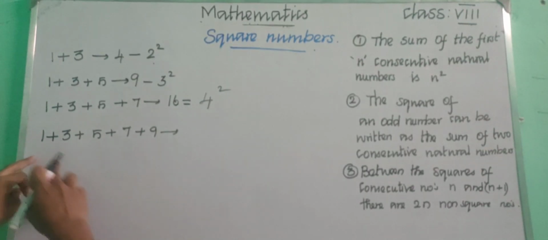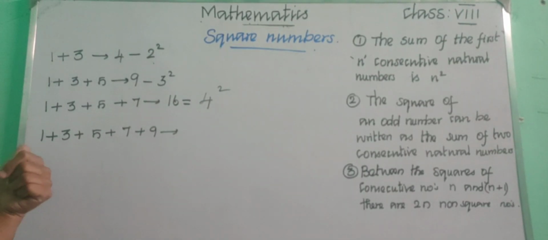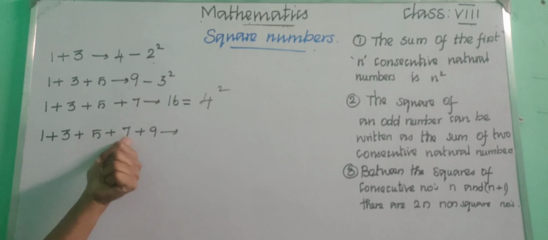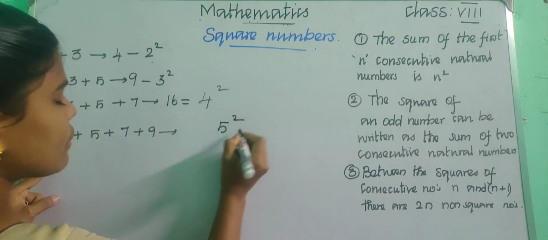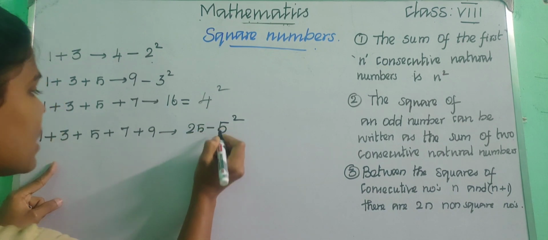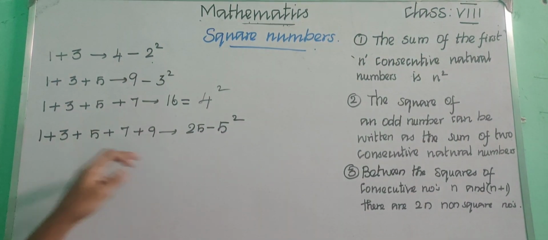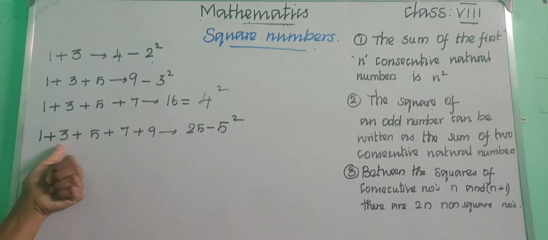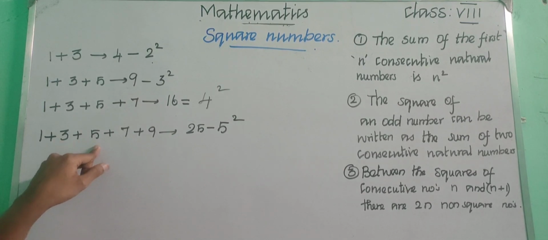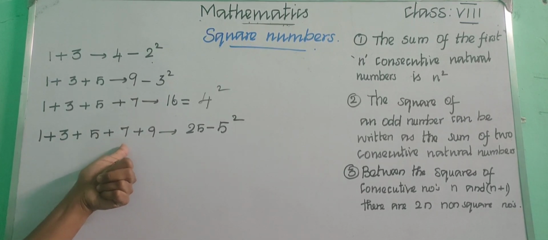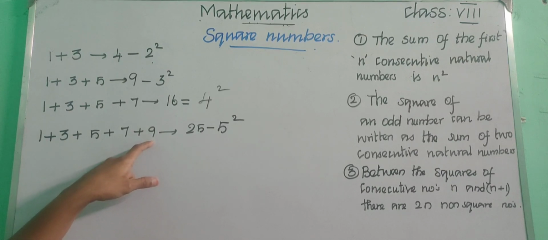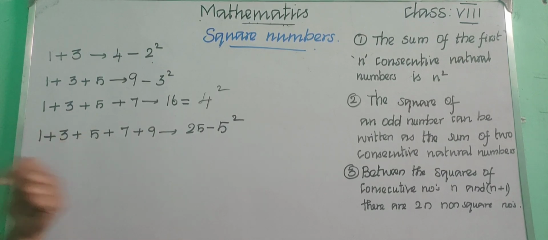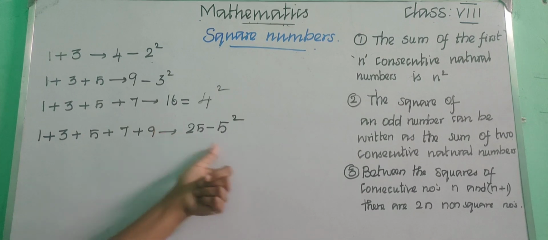Okay, children. So for this, how many consecutive numbers are here? 1, 2, 3, 4, 5. So simply we can write 5 squared. 5 squared is 25. So you can also check by adding all these. 1 plus 3 is 4, 4 plus 5 is 9, 9 plus 7 is 16, 16 plus 9 is 25, right? So we got 25, that is 5 squared.